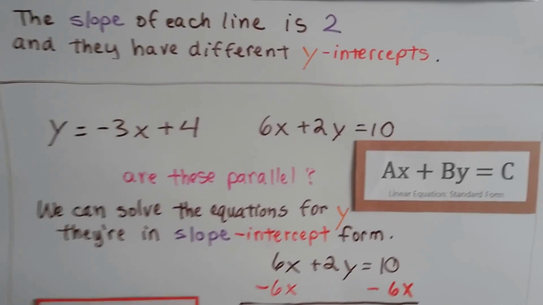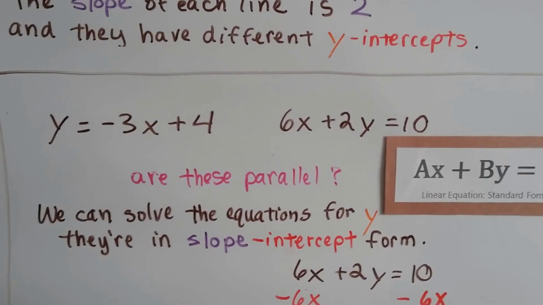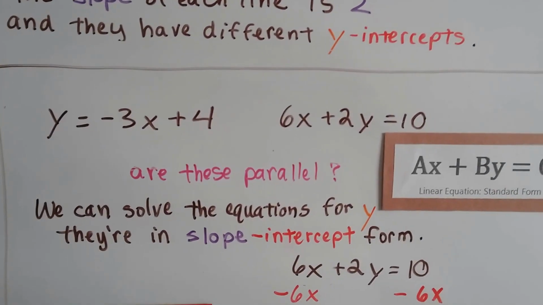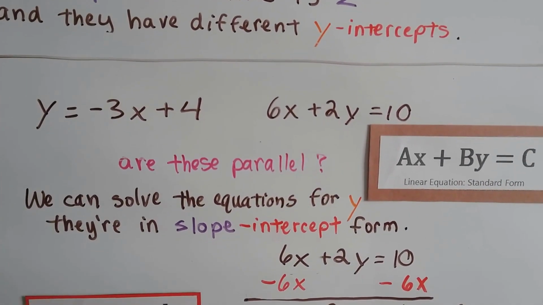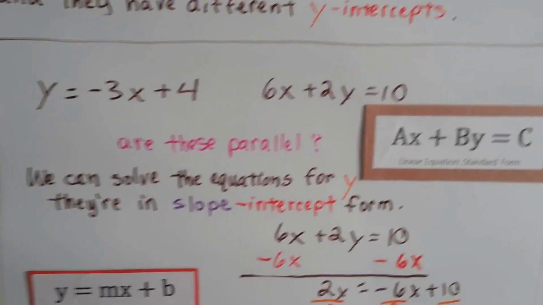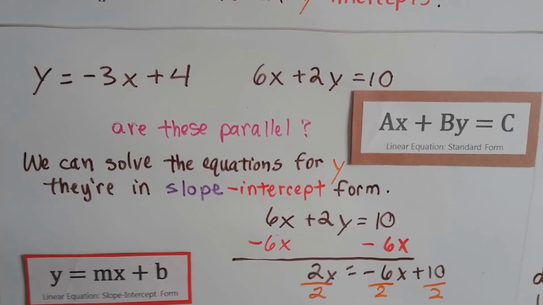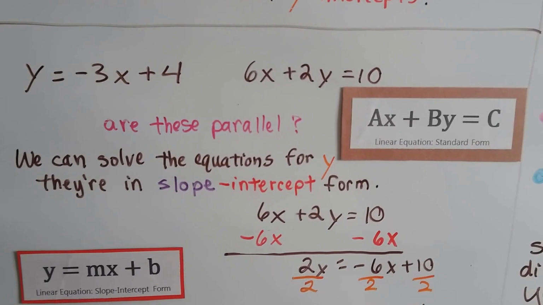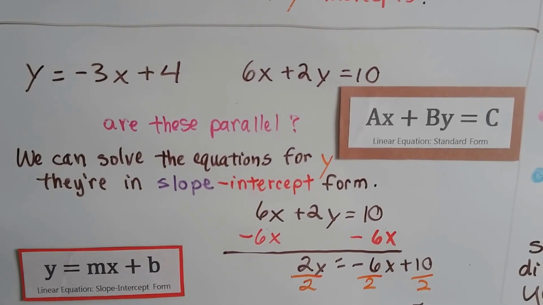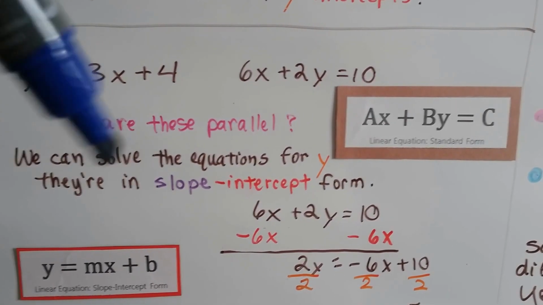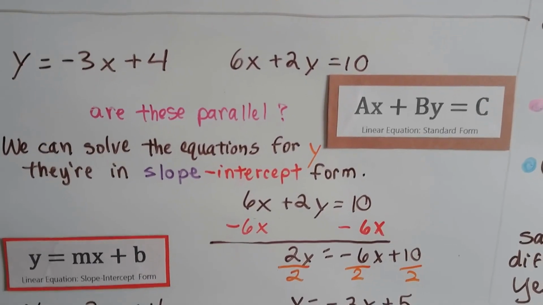Now look at these two equations. We've got y equals negative 3x plus 4 and 6x plus 2y equals 10. Are these parallel? Well, this first one is in slope-intercept form, and this one is in standard form. We can solve the equations for y and then make sure they're in slope-intercept form.